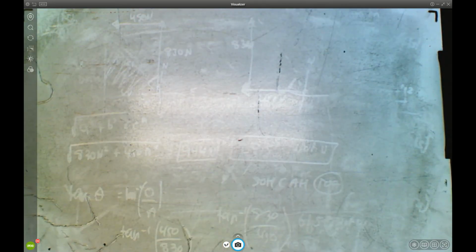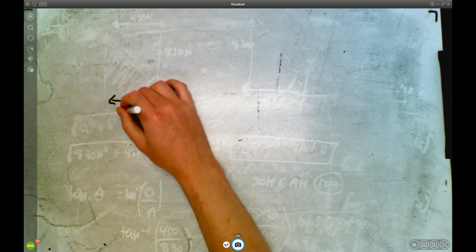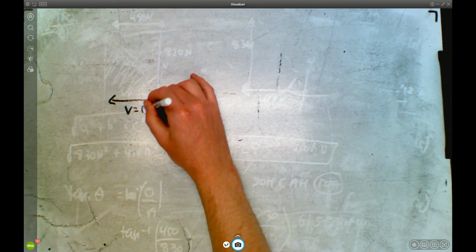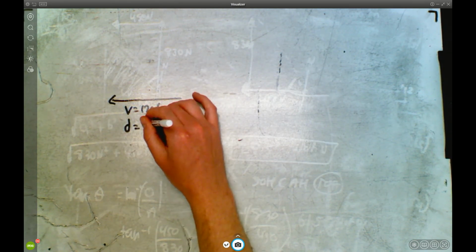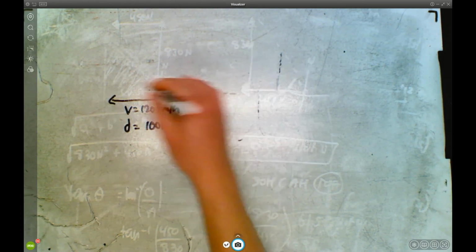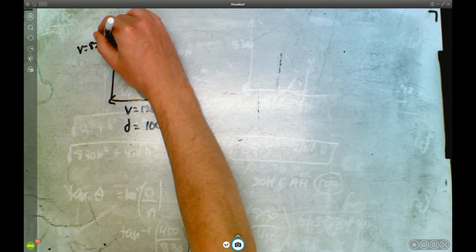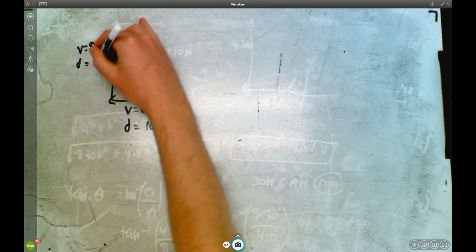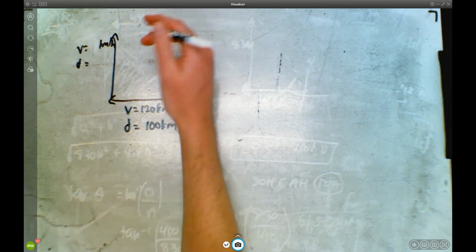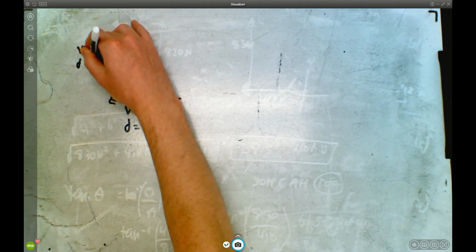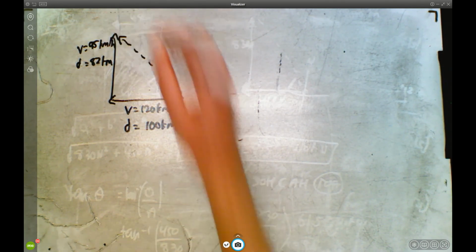So let's draw a little picture of what's happening. So the car travels west at a speed of 120 kilometers per hour, and it goes a distance of 100 kilometers. And then it turns north, and it goes at a speed of, oh no, sorry, the speed is 95 kilometers an hour, and the distance is 82 kilometers. So if we find this, that's going to be some information.